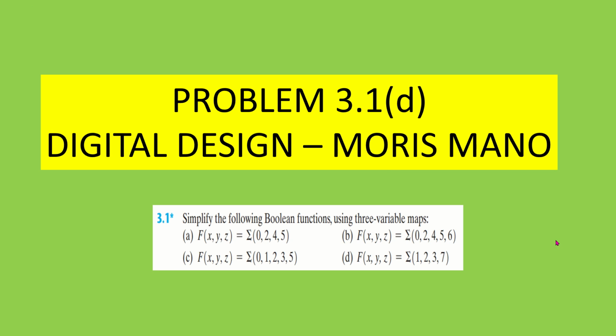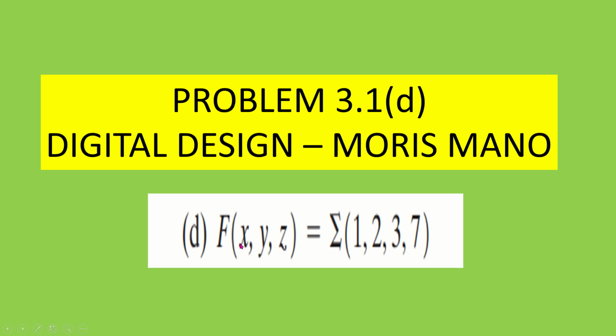Vanakkam, now we are going to solve problem 3.1D from Digital Design by Morris Mano's 5th edition. The question is to simplify the following Boolean functions using a 3-variable map. So the D part is f of x, y, z equal to sigma 1, 2, 3, 7. This is the summation of the minterms.